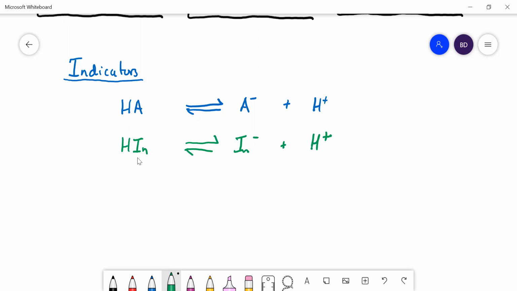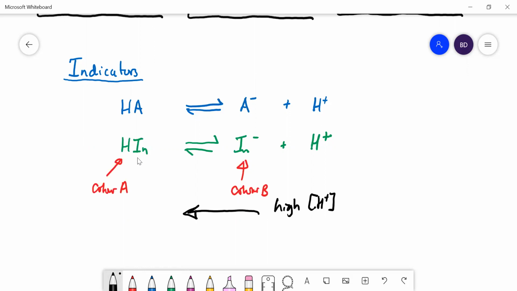And with an indicator, it so happens that this is one color, this is color A, and when it loses its proton, it becomes a different color, so you get a color change. Okay, so let's think what happens. If we've got an acidic solution, so we've got a high concentration of H plus, well, Le Chatelier tells us that is going to push the equilibrium in that direction. So that means color A is the color you're going to see.